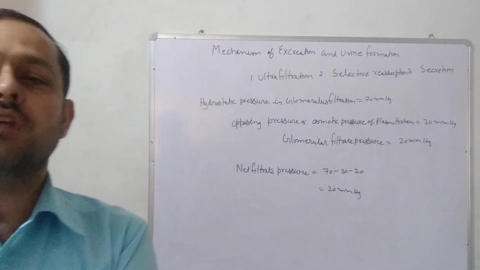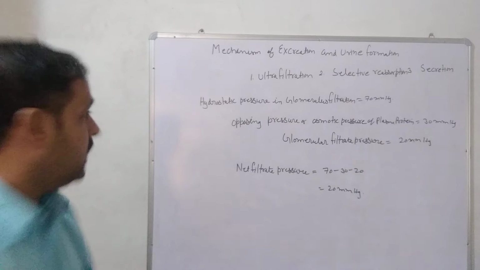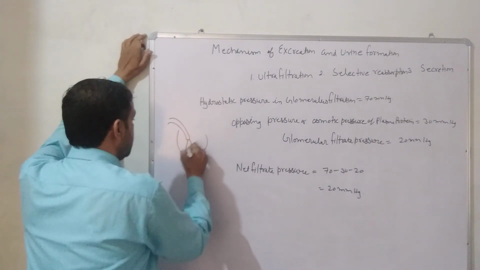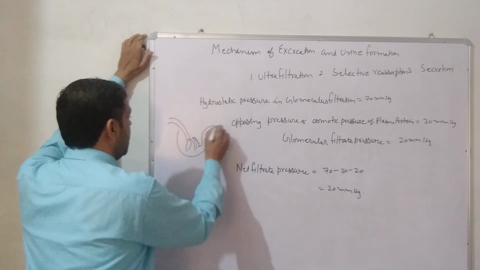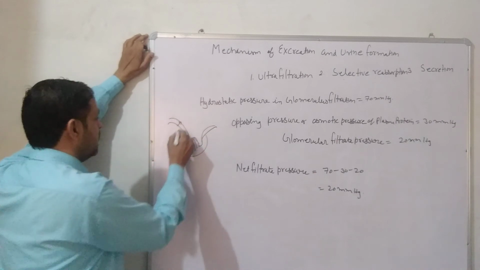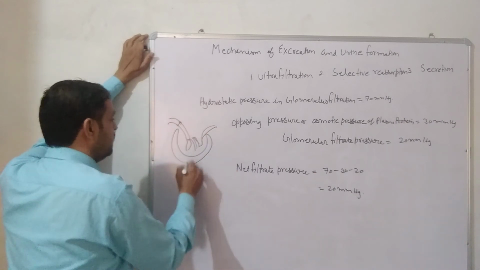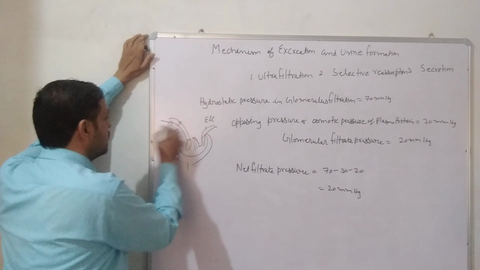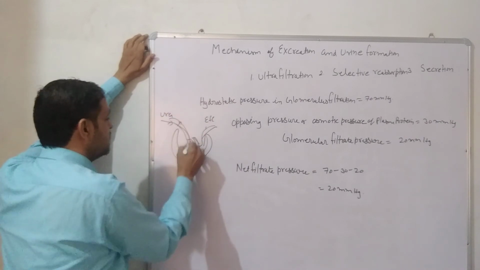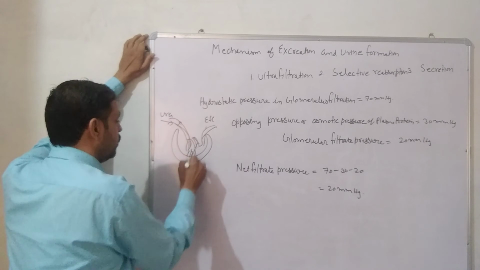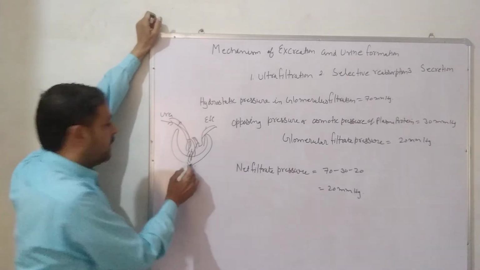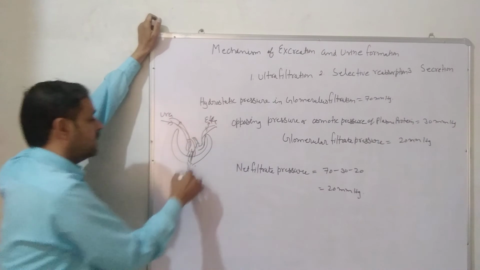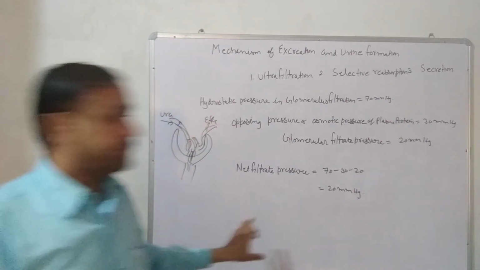So first of all, we can see the structure of Bowman's capsule from this diagram. The afferent artery makes so many capillaries, and the diameter of this artery is larger than that of the efferent arteriole. So the blood comes with urea, and these substances are poured into the cavity of Bowman's capsule, and purified blood goes out through the efferent arteriole.